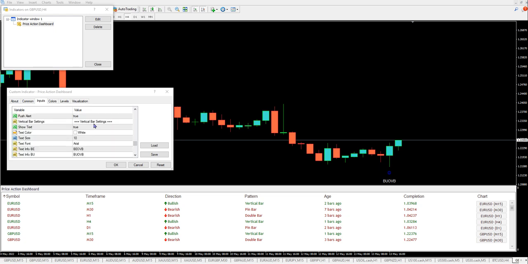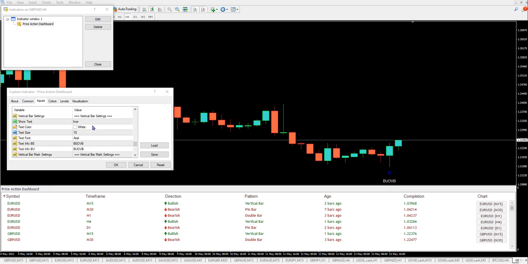And then vertical bar settings. This is also known as just an engulfing candle. It is when a candle takes out the high and the low of its previous candle. Specifically, if it's a bullish vertical bar, then it's going to be taking out the low and closing above the high of the previous candle, and vice versa for a bearish one.